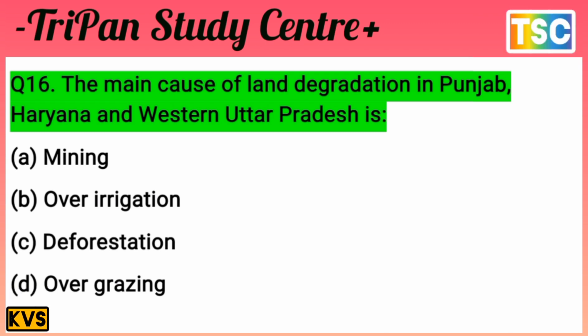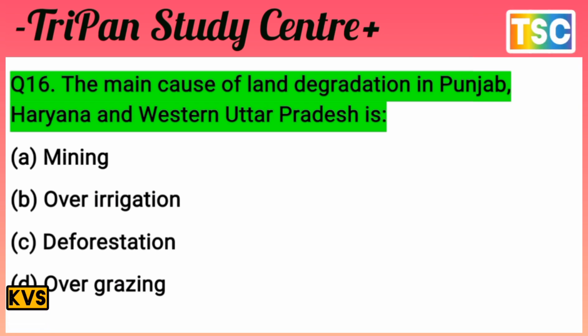You must have thought of your answer. Let's see what our answer is for this question: the main cause of land degradation in Punjab, Haryana and West Uttar Pradesh. Mining is not applicable here, deforestation is not applicable in this area, and overgrazing is not applicable either.